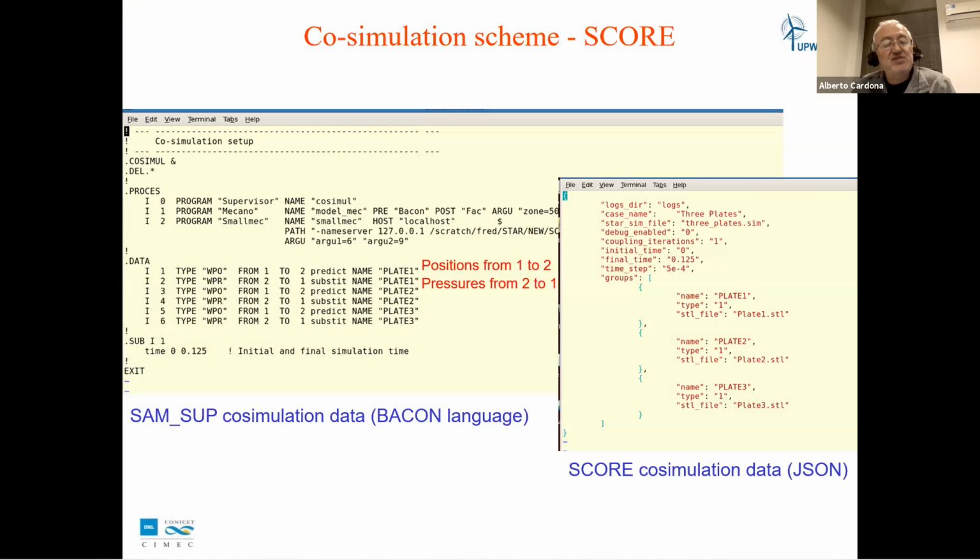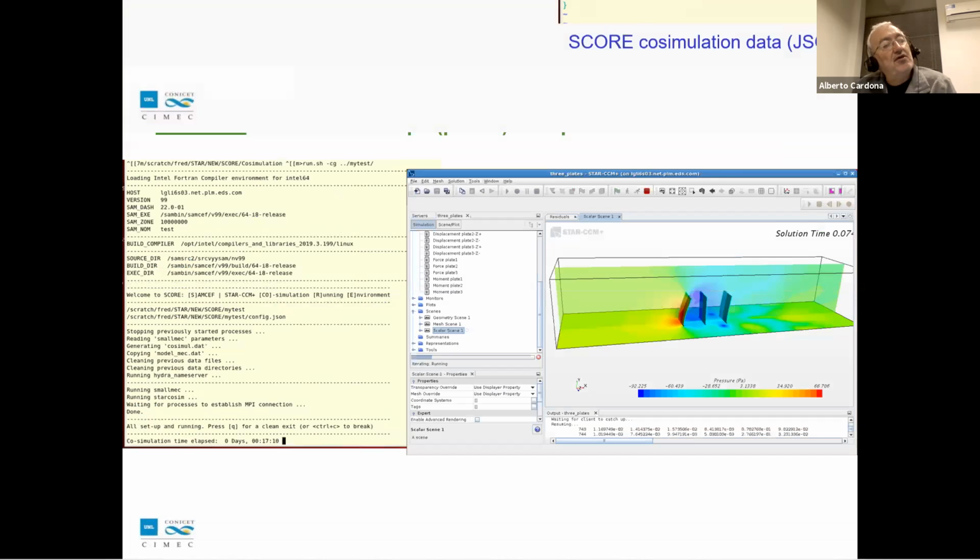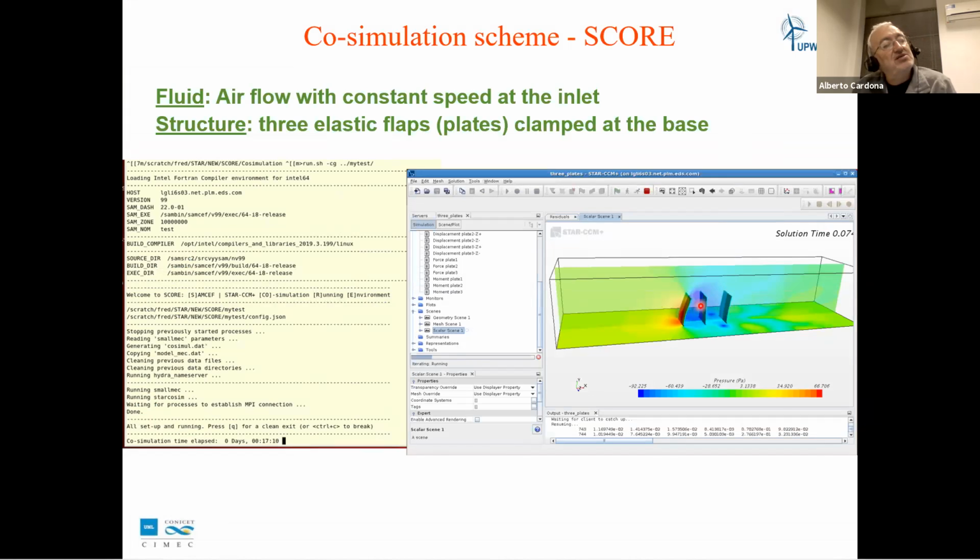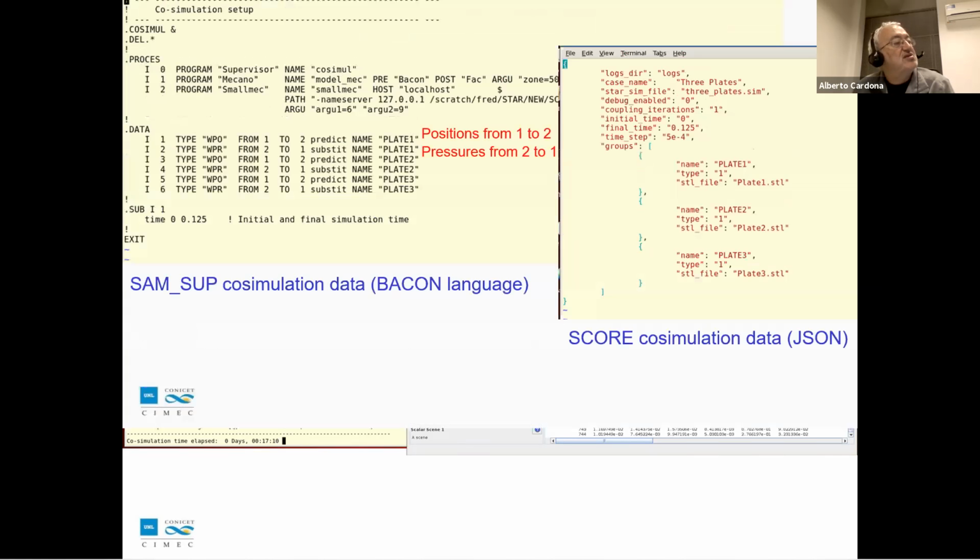The description of this system, since we see here there are 3 parts, 3 elastic parts, should be communicated to both softwares, so that we should tell Meccano to send the positions of this plate, and of this plate, and Star-CCM should know that it should send back pressures over this surface, over this surface, and over this surface. These are 3 separate elastic parts.